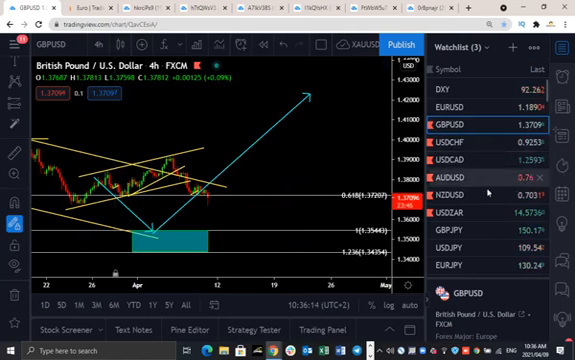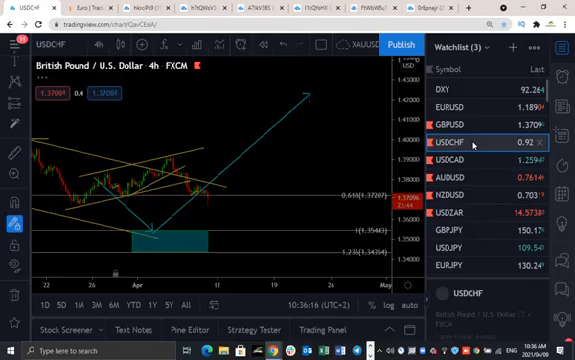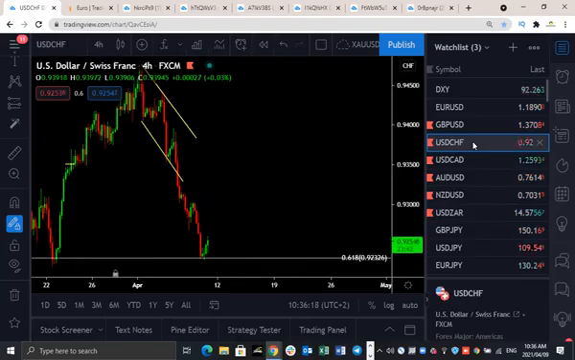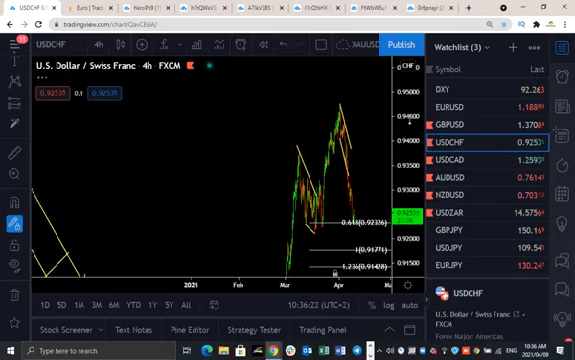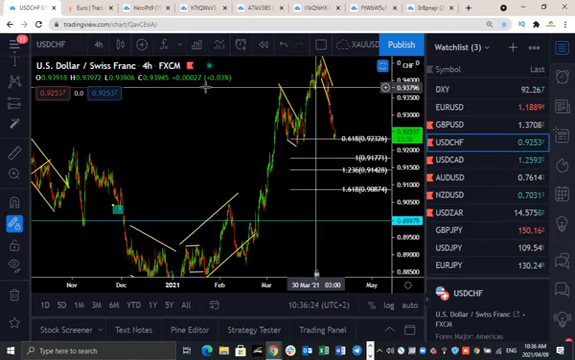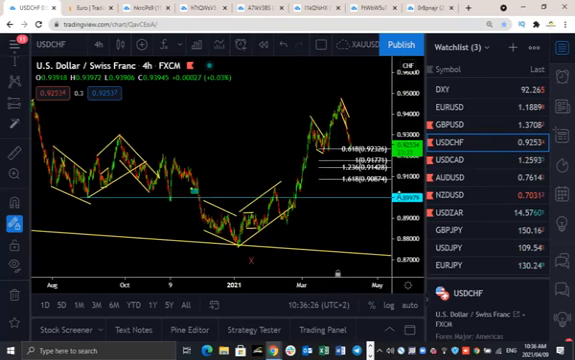Okay, so we're looking for downside on pound US dollar. It's interesting that pound US dollar is continuing lower with US dollar chief also continuing lower. But we've already made this impulse on US dollar chief. We should see a pullback and then continuation to the downside.